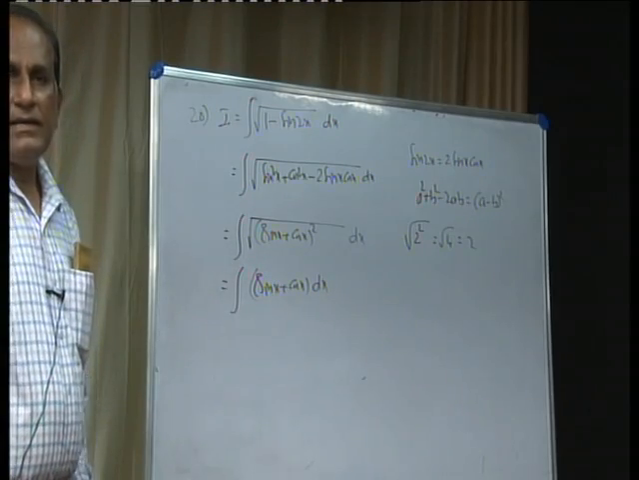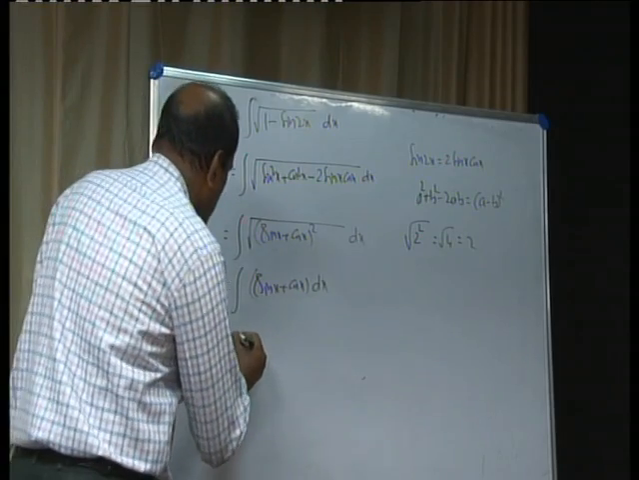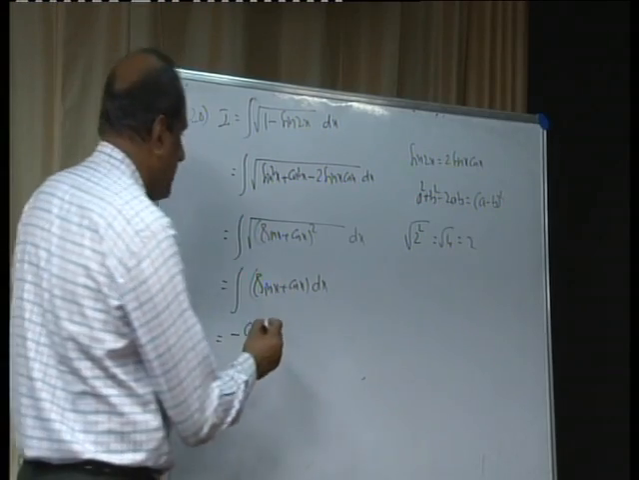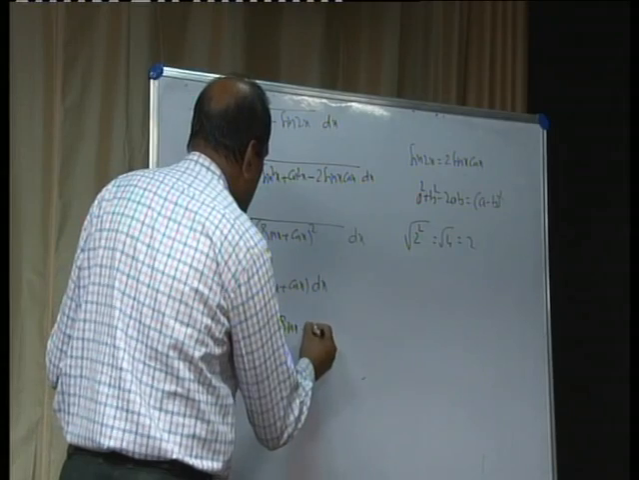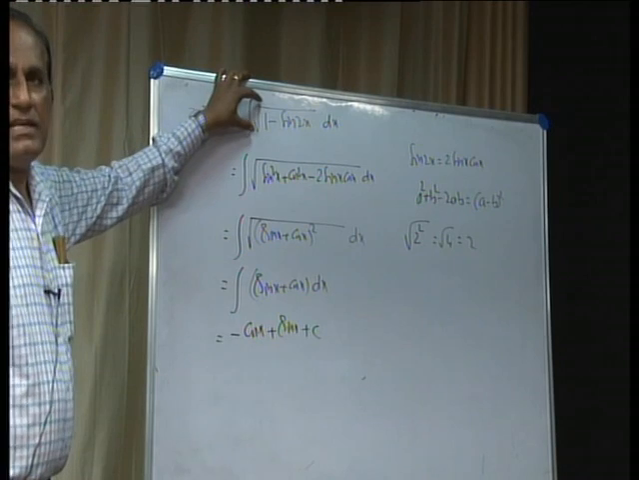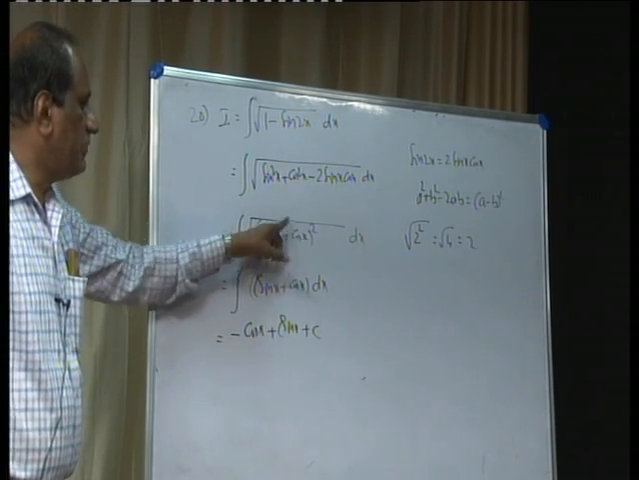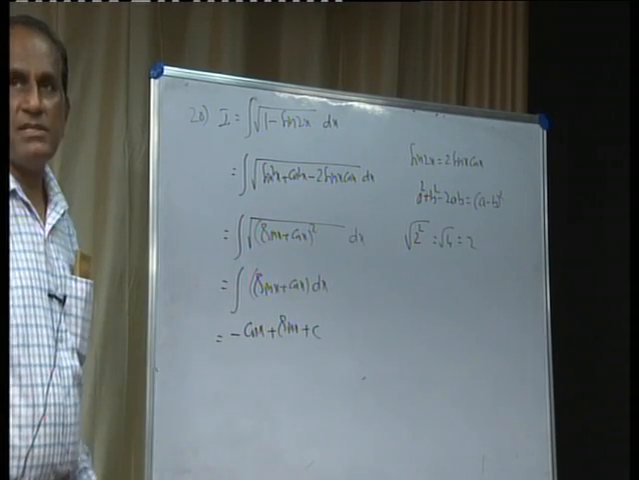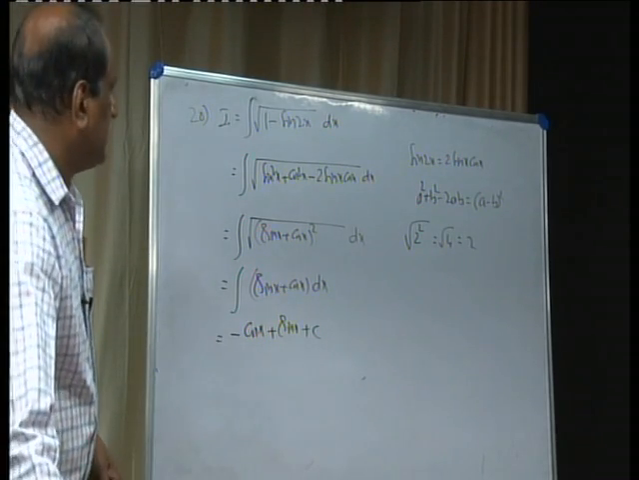Now, integrate term by term. See here, sin x integration is minus cos x, plus cos x integration is sin x. After integration, write the constant of integration c. So, if a root sign is there, write this as a perfect square term, that is sin x plus cos x. Remove (sin x plus cos x) whole square outside the root sign, that becomes sin x plus cos x. So, integration is minus cos x plus sin x plus c.